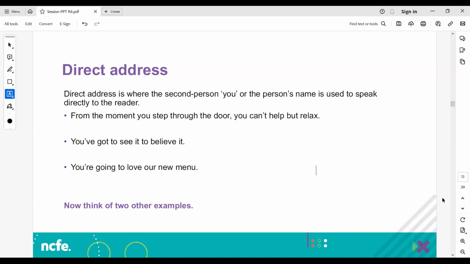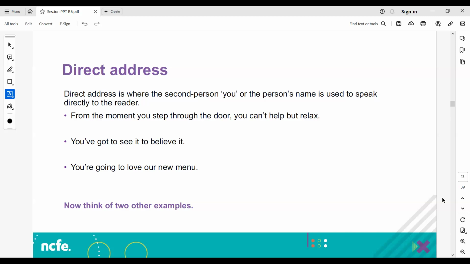We're all bombarded with adverts constantly, either in the newspapers, magazines we're reading, adverts all around us on public transport, on the streets we're walking down, or when we're on social media. So have a look for those direct address sentences using that you. You've got to see it to believe it.